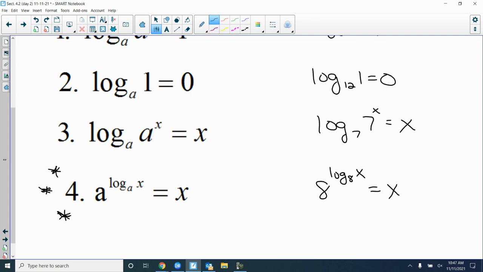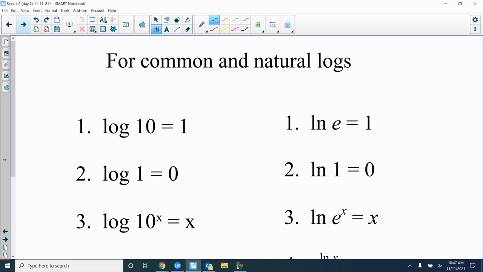All right, all of these work for base 10 and base e, which is what you see on that next line. So really, we're not doing anything new. We're just adding the bases.